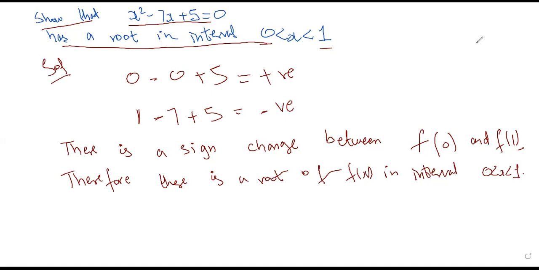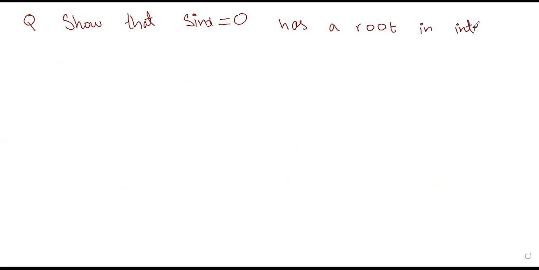Let's do the last question for today. So, the question is, show that sine of x equals 0 has a root in the interval pi by 2 to 3 pi by 2. Okay. Now tell me how are we going to solve this part?